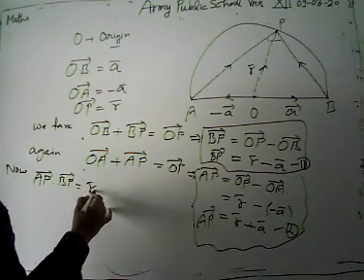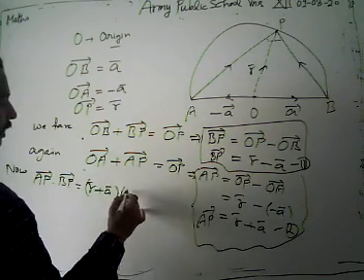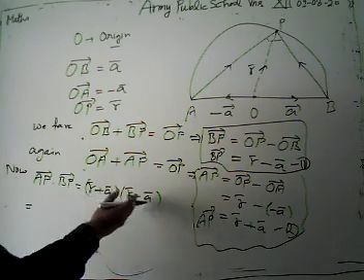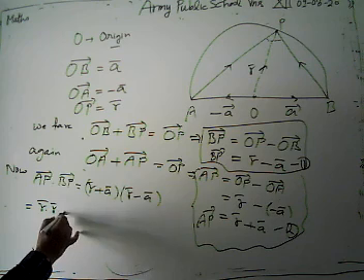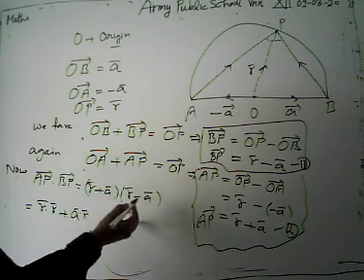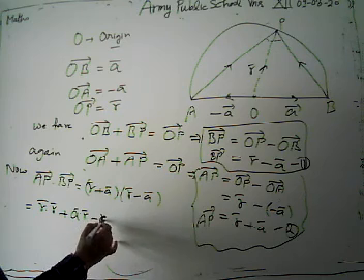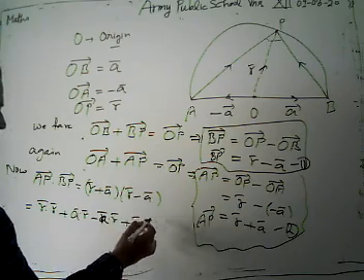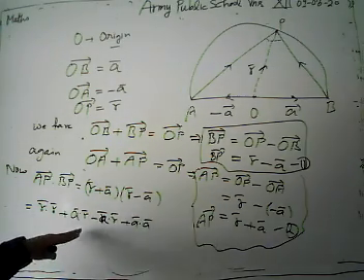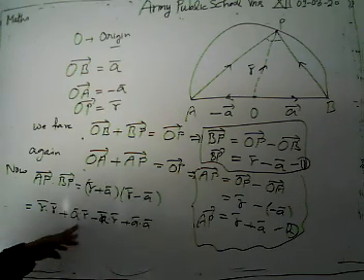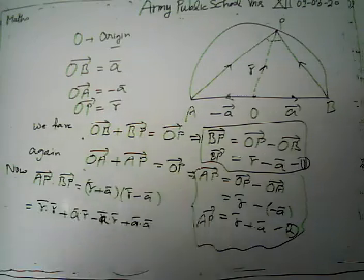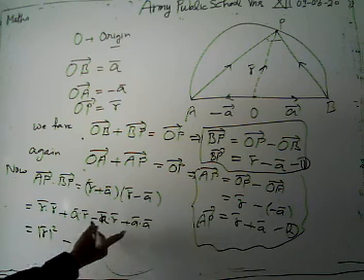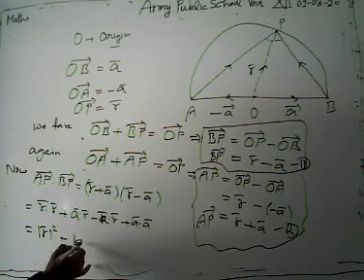What is our AP? It's vector R plus A. What is our BP? R minus A. Then we are going to simplify it. Then what we have? R dot R plus A dot R, then minus A dot R minus A dot A. These cancel each other because our dot product is commutative. And we only have R dot R, which is R square, and here it's minus mod of A square.